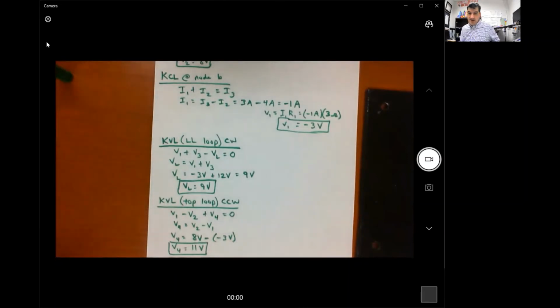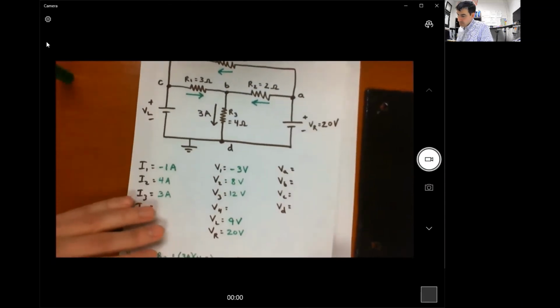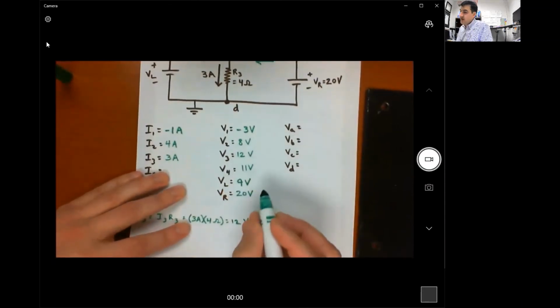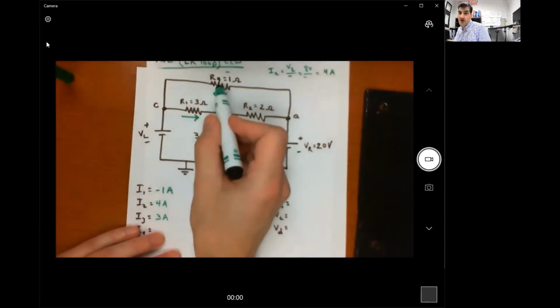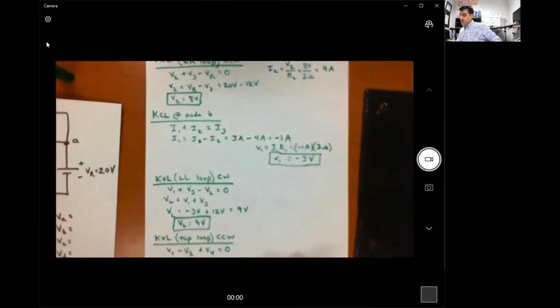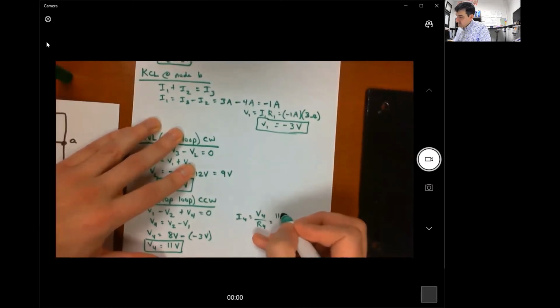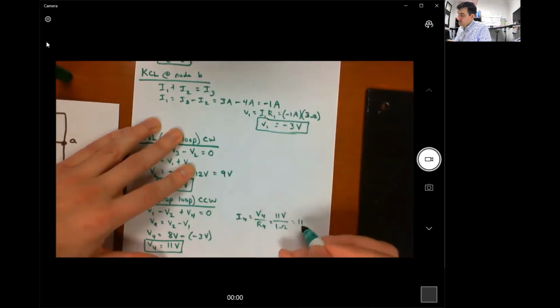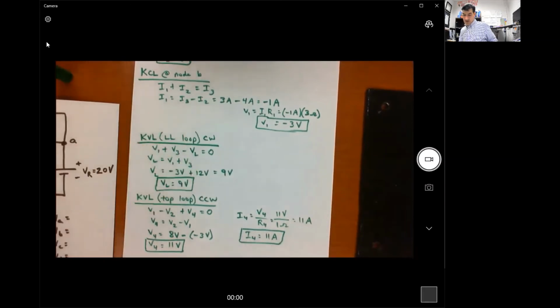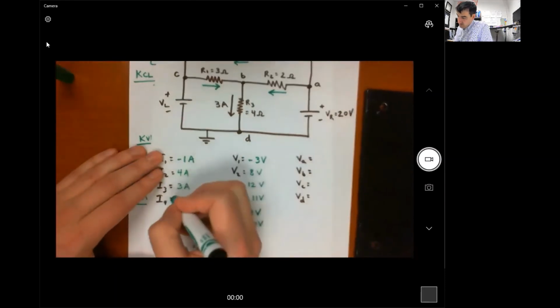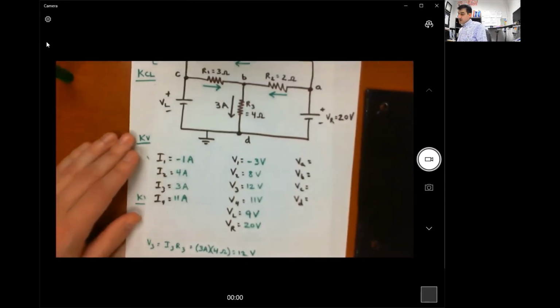Okay, and I can write that in right there. And now that I know V4 and I already knew R4, I can find I4. I4 equals V4 divided by R4. V4 was 11 volts. R4 was 1 ohm. 11 divided by 1 is 11. Volts divided by ohms is amps. So I4 equals 11 amps. Okay, I can write that in over here. Okay, and that's all the components.